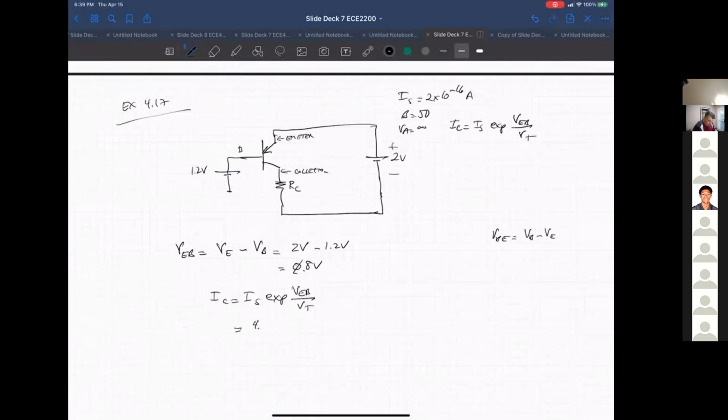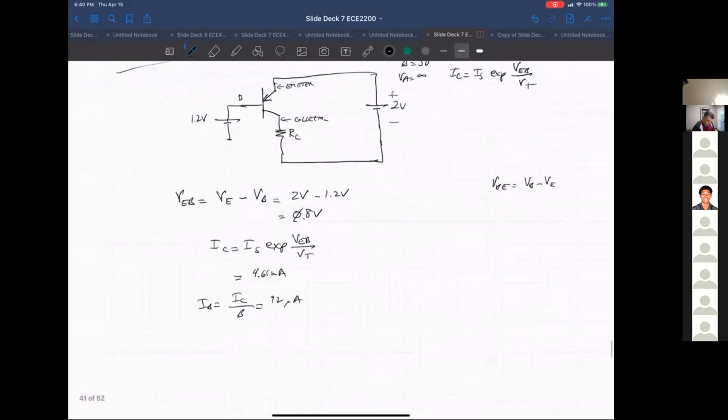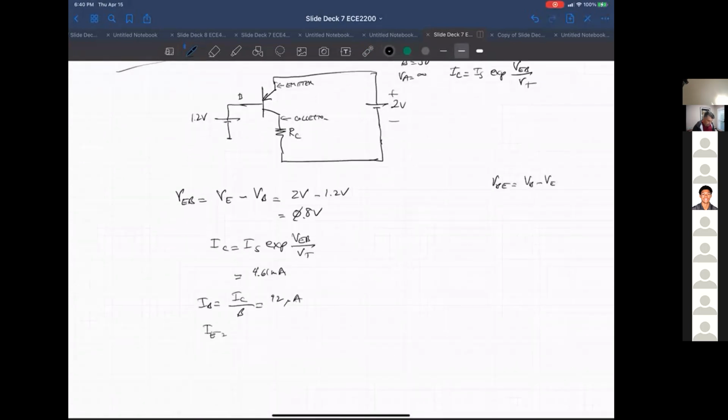So anyway, this ends up being 4.61 milliamps, which isn't unusual, a similar current. Then I sub B is just I sub C over beta, which ends up being 92 microamps. And I sub E is the sum total of those again, so that ends up being 4.7 milliamps.